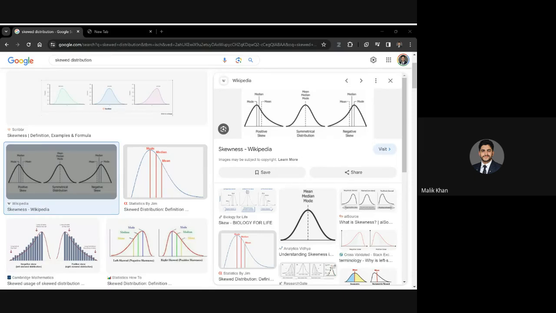Let's say for age, for example, 1, 2, 3, 4, 5 years, 6 years, 7 years, and up to 100. Can you calculate the mean for age in this case? Age being a quantitative data variable.